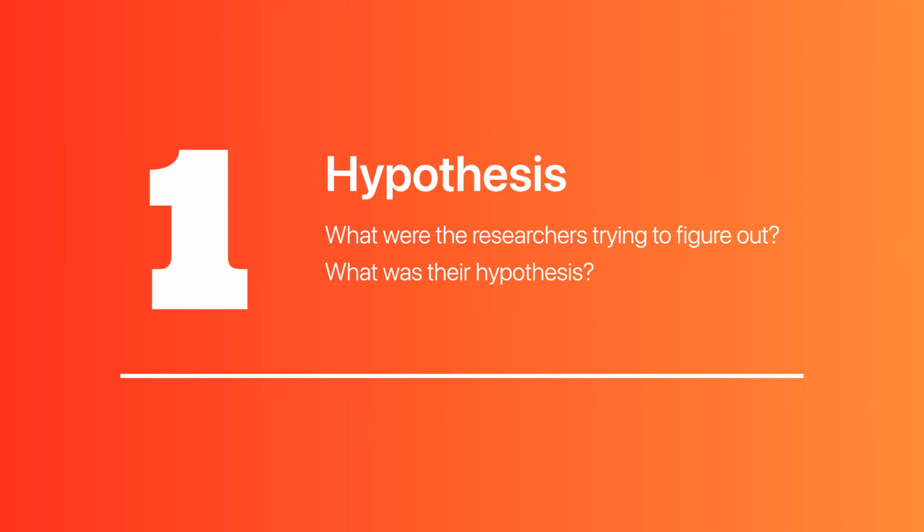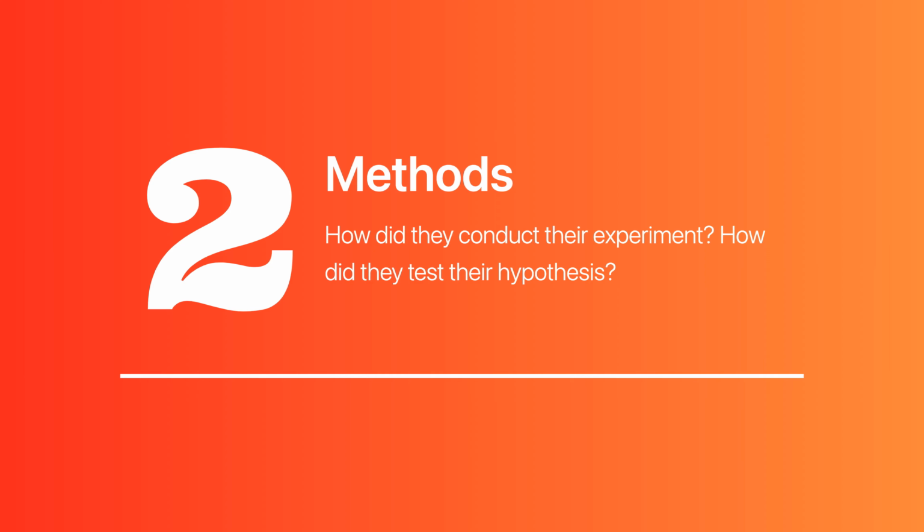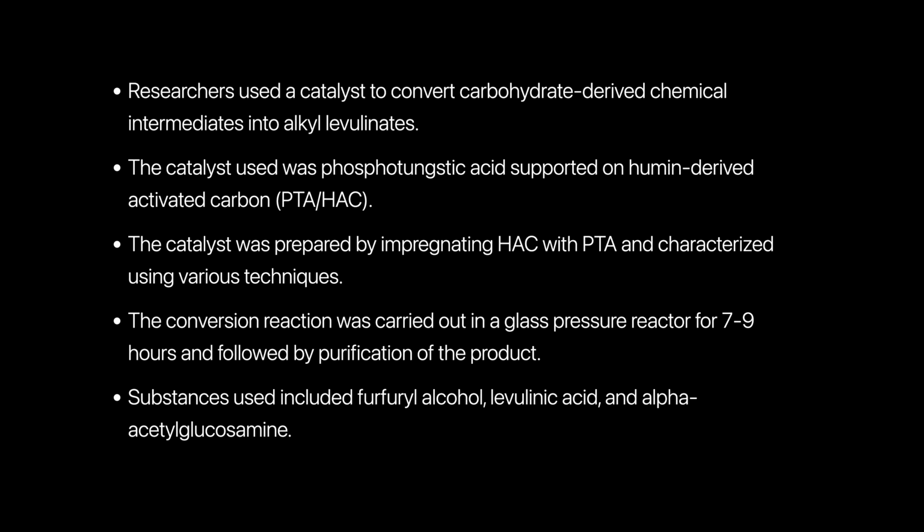1. What were the researchers trying to figure out? The researchers hypothesized that alkyl levulinates could be synthesized efficiently and in high yield using phosphotungstic acid supported on humin-derived activated carbon as a recyclable heterogeneous acid catalyst for the esterification of levulinic acid and alcoholysis of carbohydrate-derived chemical platforms.